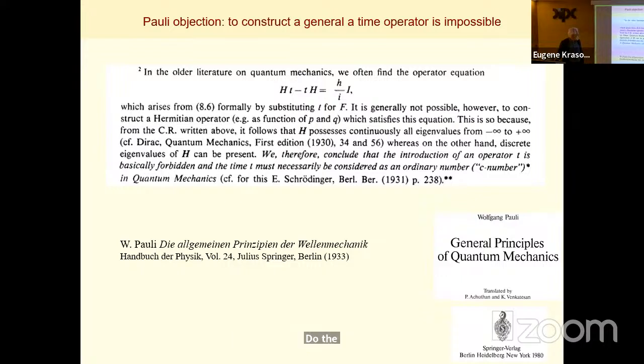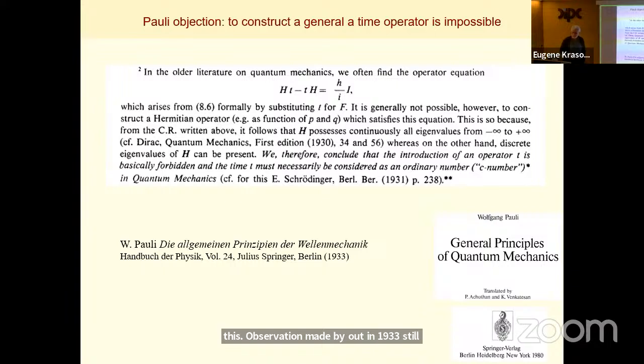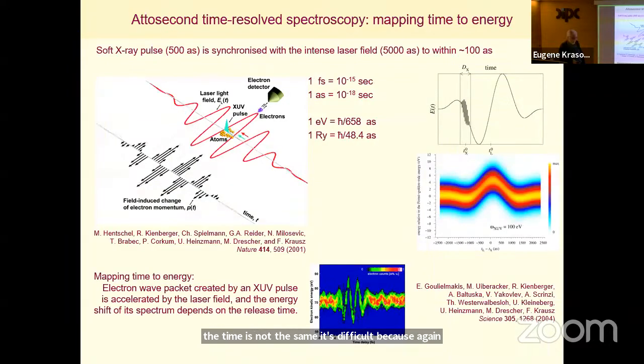But still, this observation made by Pauli in 1933 makes things difficult, because again the meaning of measuring the time is not related to a quantum mechanical operator. So then what is it related to? What do the experimentalists do? It is the so-called streaking technique.